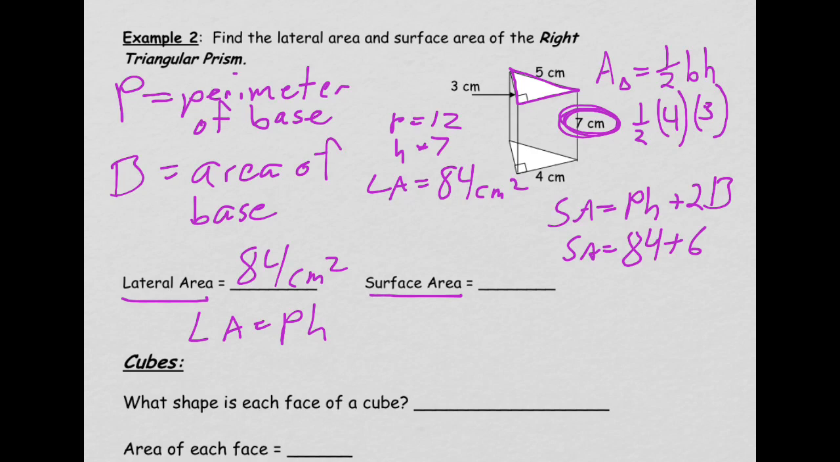But we need to do what to that 6? Multiply it times 2, because how many bases are there? 1, 2 bases. So 6 times 2 is 12. 84 plus 12, 96. That's right. Centimeters squared.